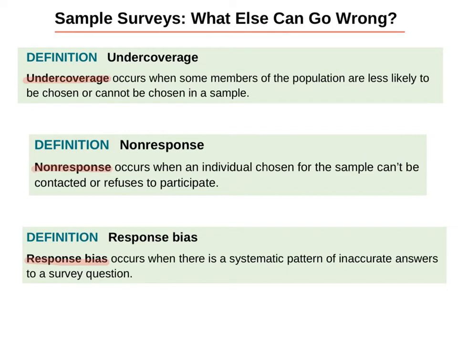And of course, another type of bias, the last thing that I want to talk about that can go wrong, is something called response bias. And that occurs when there is a systematic pattern of inaccurate answers to a survey question. I think you've been a human long enough, you've engaged with other humans most of your life, that response bias should not be all of that shocking.